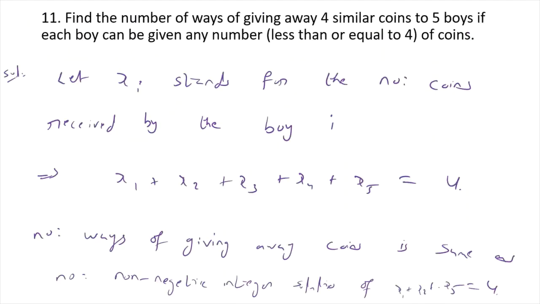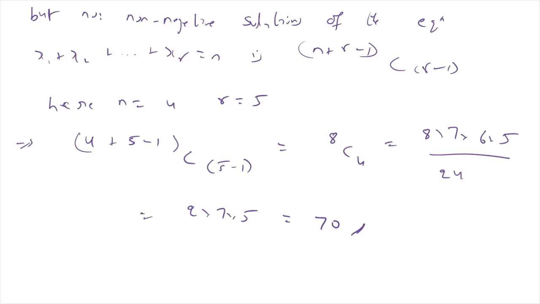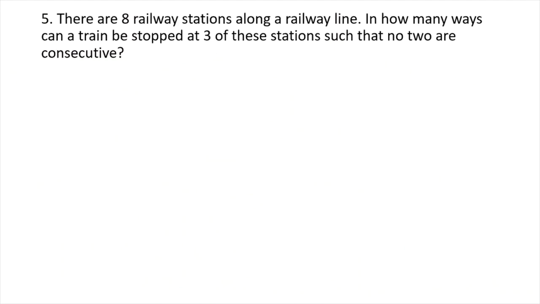So we can generalize this result. Instead of 4 coins, if you have 20 coins, or instead of 5 boys, if you have 7 boys or 11 boys or something like that, then you can solve this problem. So with the help of the previous result, we can solve this problem easily. Okay, let us move on to the next problem.